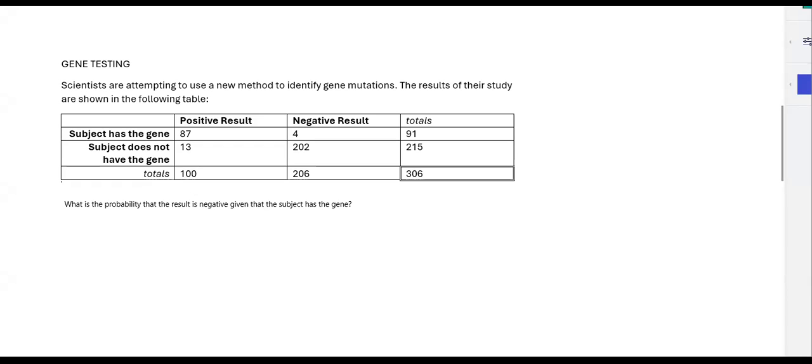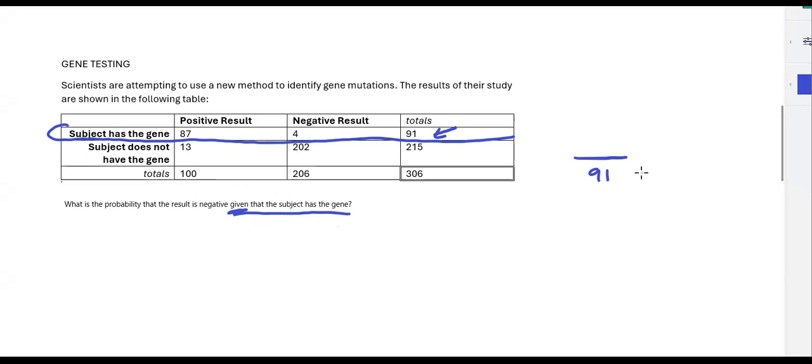Okay, so the next one. What is the probability that the result is negative given that the subject has the gene? So it's another conditional probability. It's given. We know for sure that the subject has the gene. So subject has the gene. That was this row here, we're using this row a lot apparently. And it looks like there were 91 total people who had the gene. And we are only looking at those 91 people because this is a conditional probability question. So that must be our total, 91.